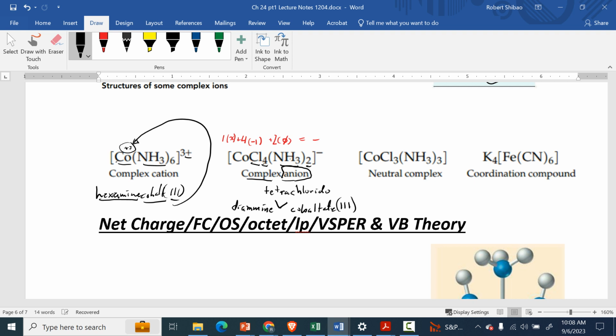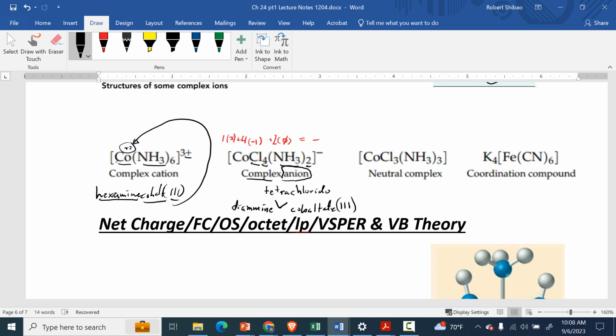And there's no space between the O and the C of cobaltate. So it's diamine tetrachlorido cobaltate(III) ion. I can tell it's an anion because of the -ate ending here. For neutral, we don't have to mess with it.